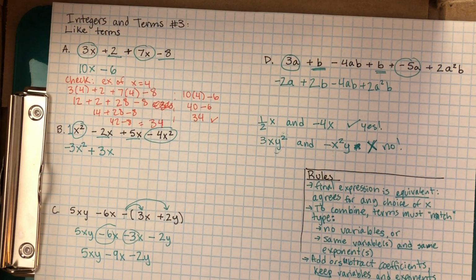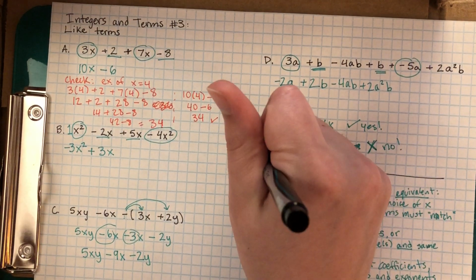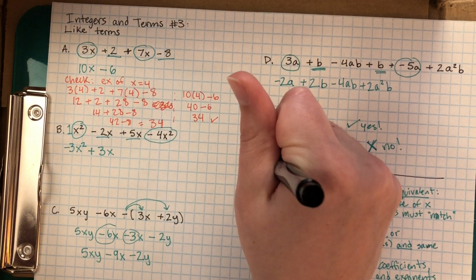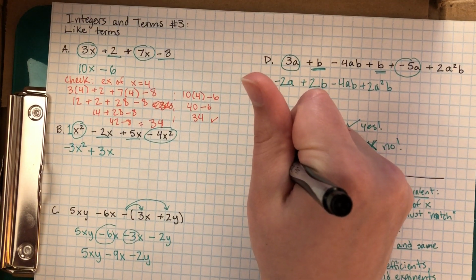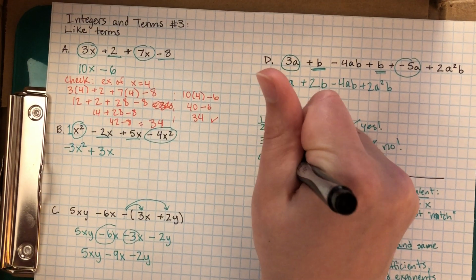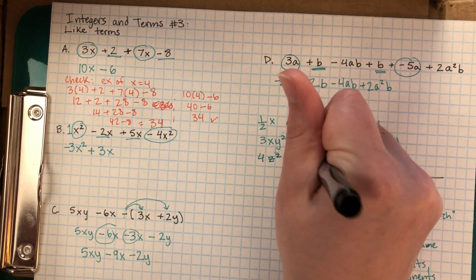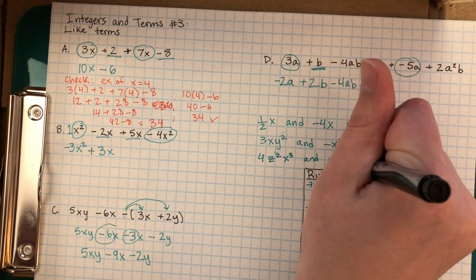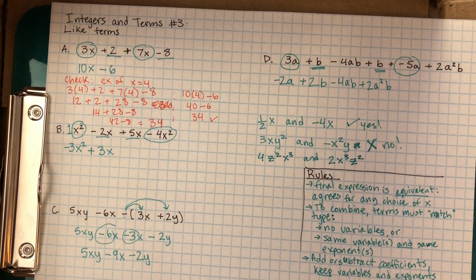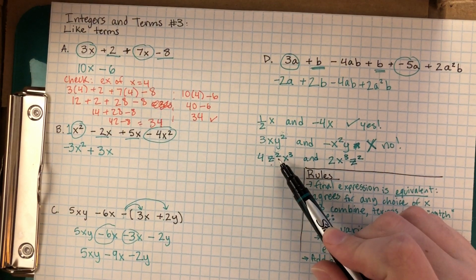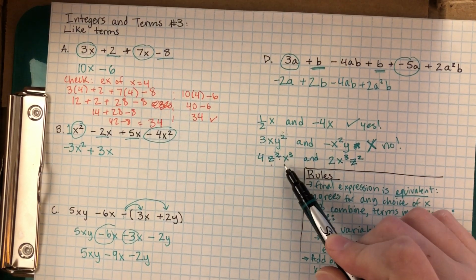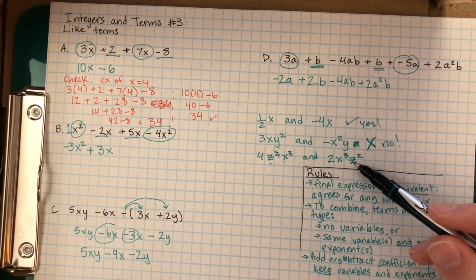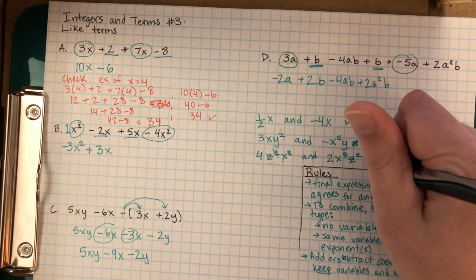Okay, let's do another example. So let's say we have 4z squared x cubed and 2x cubed z squared. So this has a z with an exponent of 2. This has an x with an exponent of 3. This has an x with an exponent of 3 and a z with an exponent of 2. Yes.